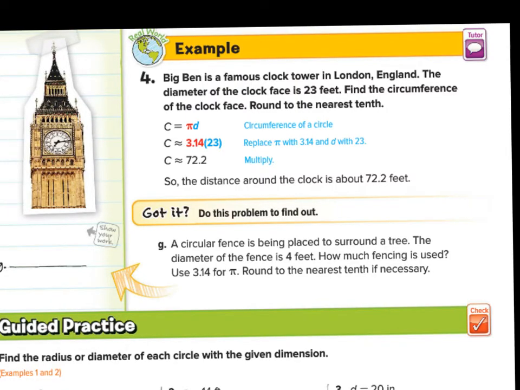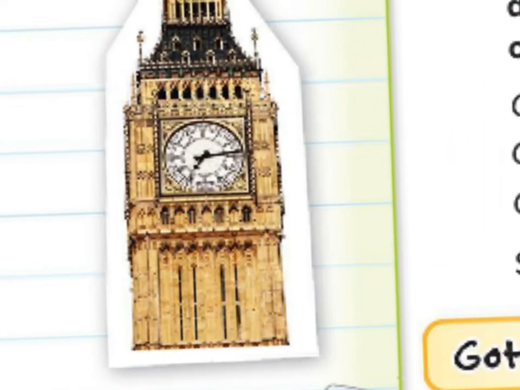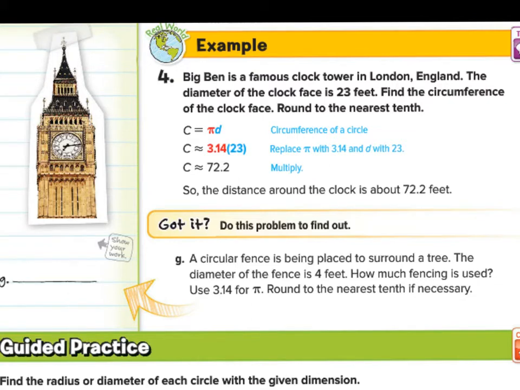Let's apply what we've learned to a real-world example. Big Ben, this clock right here, is a famous clock tower in London, England. The diameter of the clock face is 23 feet. Holy moly. Remember, the diameter means the distance across a circle. From one side all the way to the other side, right down the middle, is 23 feet. Find the circumference of the clock face. Round to the nearest tenth, so the nearest first decimal place.